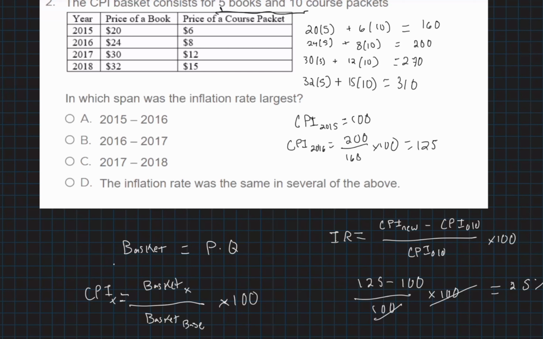Okay? And you would just do that for each question. So this already tells us the inflation rate here is 25%. And then we would just do that for each one. So we do the CPI 2016, 2017, plug that in here, and then 2017, 2018, etc.